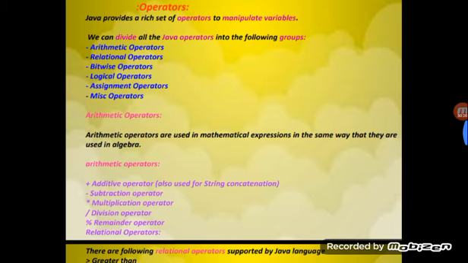And the next topic is operators. Java provides a rich set of operators to manipulate variables. Variables are manipulated by the operators. We can divide all the Java operators into the following groups: arithmetic operators, relational operators, bitwise operators, logical operators, assignment operators, and miscellaneous operators. One by one I will discuss these.